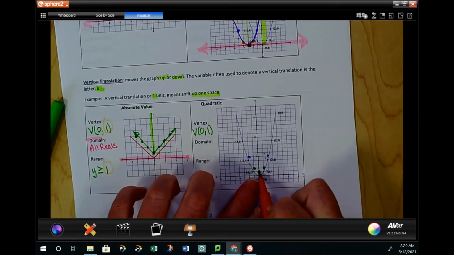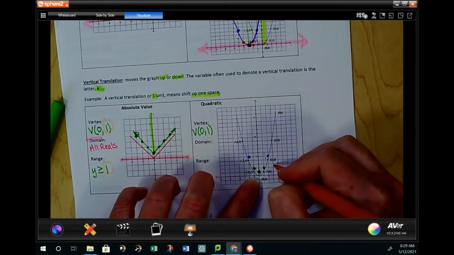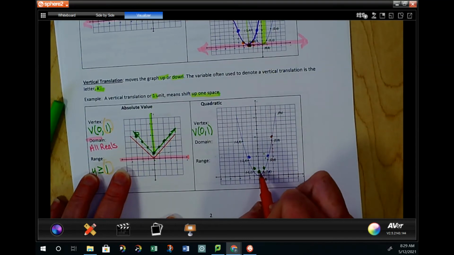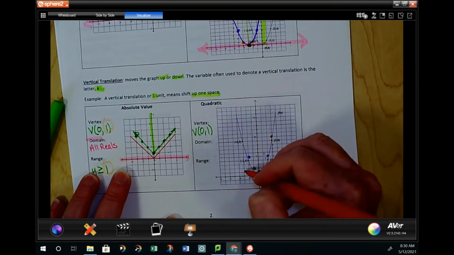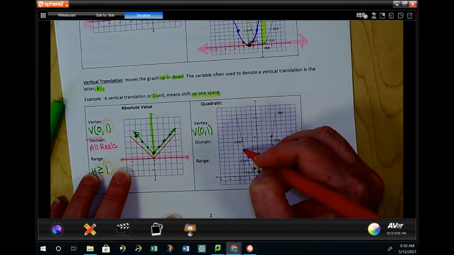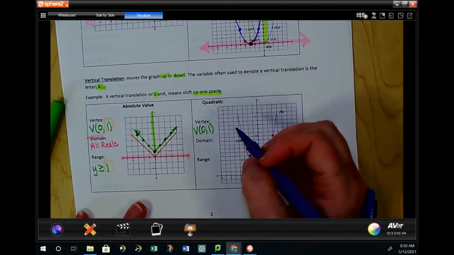I'm going to move 3 from my vertex point. 1, 2, 3 to the right, and 3 times 3 is 9. So 1, 2, 3, 4, 5, 6, 7, 8, 9. And then I'm going to do the same thing to the left of my new vertex point. 1, 2, 3, and then up 9. And then we're going to draw that graph. We're just going to connect our points.